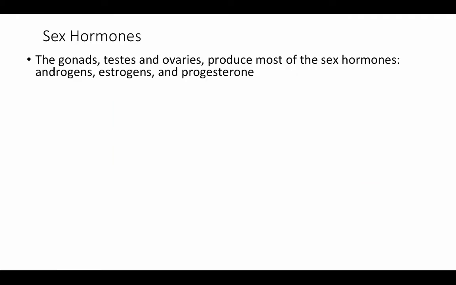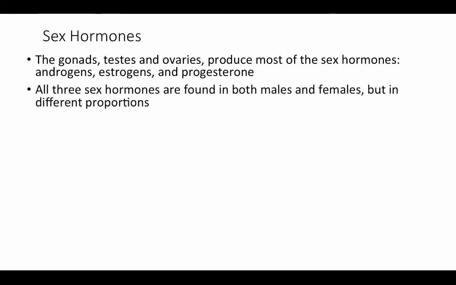Now let's turn our attention to the sex hormones. So the gonads are the testes and ovaries, and they are going to produce most of the sex hormones. And the sex hormones are classified as androgens, estrogens, and progesterone. All three of these sex hormones are found in both males and females, but in different proportions.